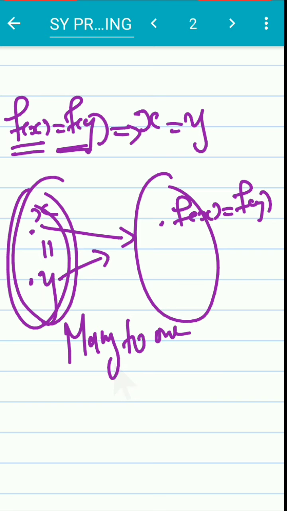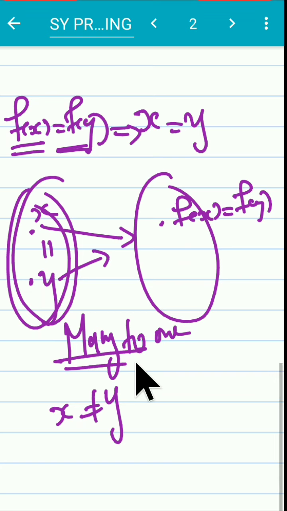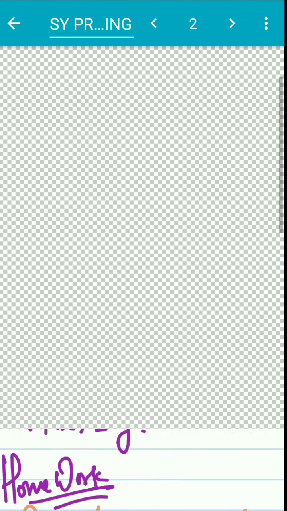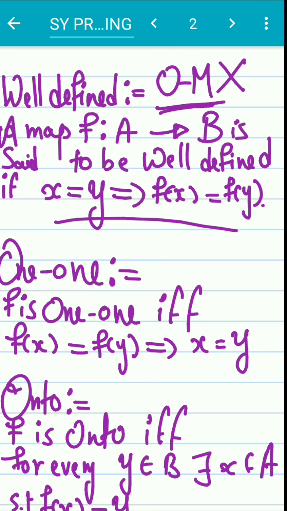Correct? It is obvious because if my x is not equal to y, then I have 2 different points which are going to the same image, means my map is many to one, which we don't want, right? So what are 1-1 maps? 1-1 maps are only those maps which are not many to one. Correct? So it's just a simple definition. A 1-1 map is a map which is not many to one.